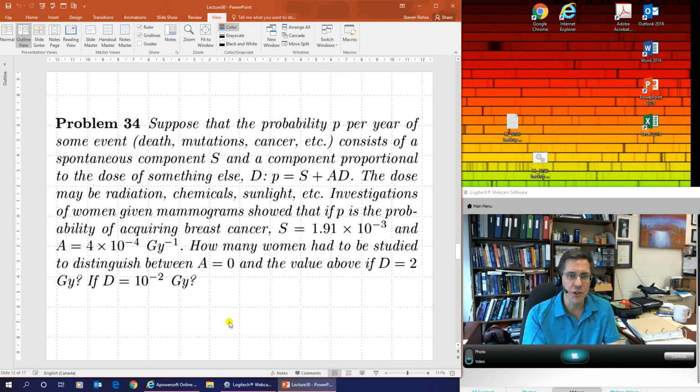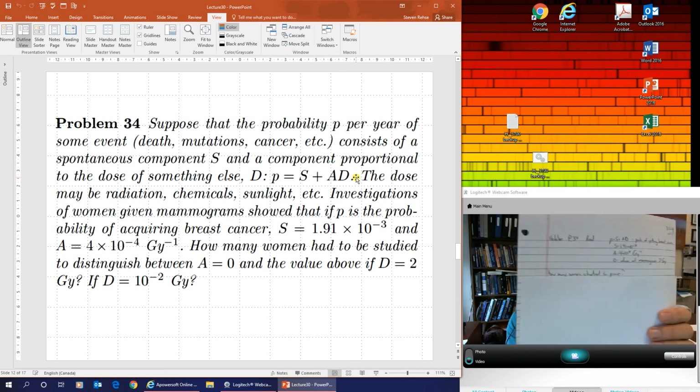So the first thing you should do, we're going to try to solve for this equation. So P equals S plus AD. That's the equation, so go ahead and write that down. And every time you're given a problem like that, you should probably just start and write down what you know.